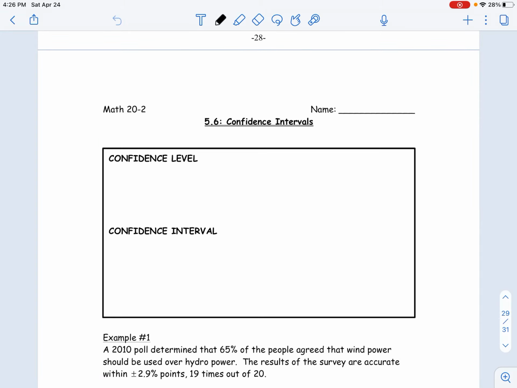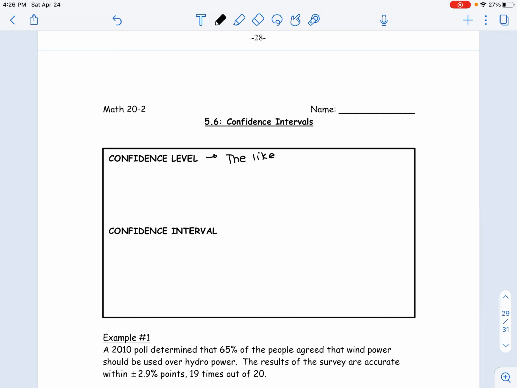Okay, 20-2s, we're going to look at 5.6 confidence intervals on page 29. So 5.6 confidence intervals, page 29. So we're going to look at the confidence level, and that's actually the likelihood that the results for the population lies within the range. So this is like how likely, how confident are you that it's going to happen.